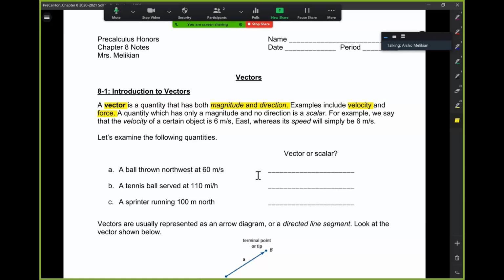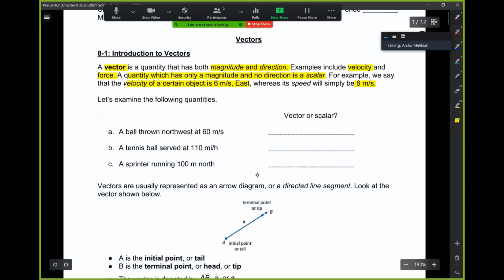If you have a quantity which doesn't have a direction, it only has a magnitude, it's called a scalar. So vectors versus scalars. Talking about speed and velocity: if I say that the velocity of an object is 6 meters per second east, that's a vector quantity. Not only do I know how fast something is going, I know the direction. But if I just say the speed is 6 meters per second, that is a scalar quantity because I don't know the direction, I just know how fast. Okay?